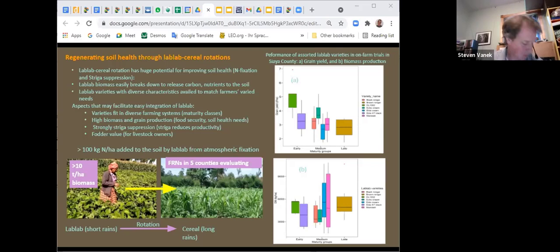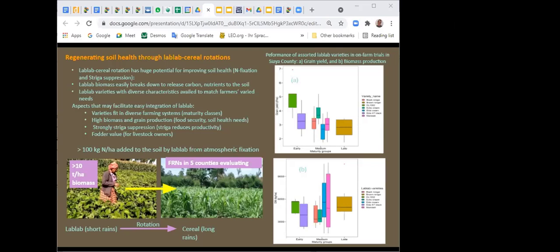What's needed? There's a lot of gaps. There are a lot of things we still need to learn about how to integrate trees with crops and with animals.